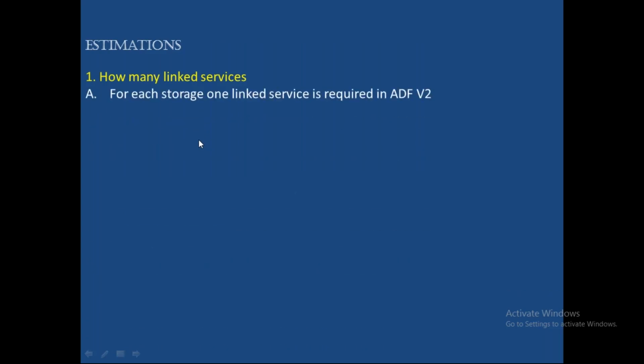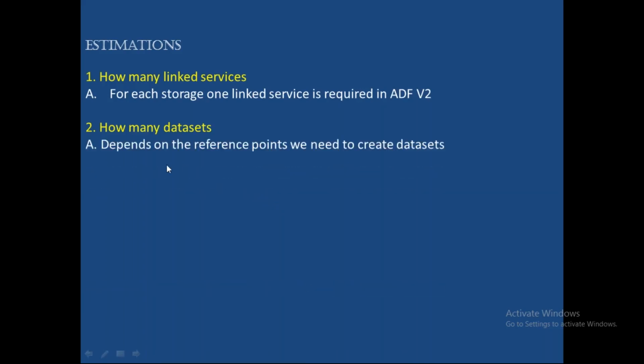In the estimations, we know one linked service I'm going to use, because I'm going to use Data Lake Storage. How many datasets we are going to create depends on reference points. Let's say I want to write my output data into 3 different folders: India data into one folder, US data into another folder, and all other data into another folder. So I need to create 3 datasets for my output, and 2 datasets for my input, because I have 2 different tables I need to read: one is the customer table, one is the orders table. So I need a total of 5 datasets.